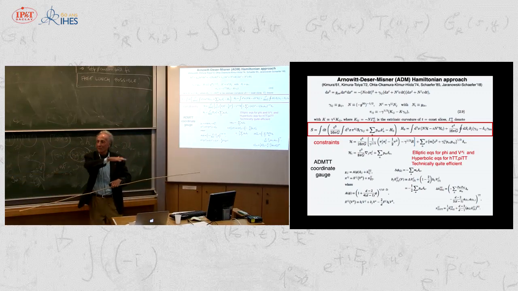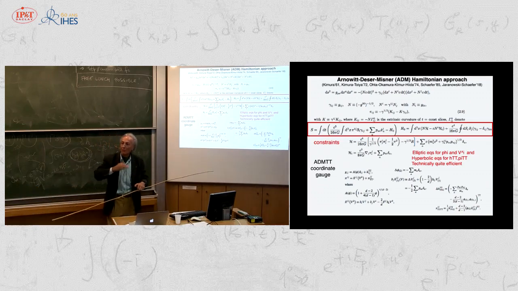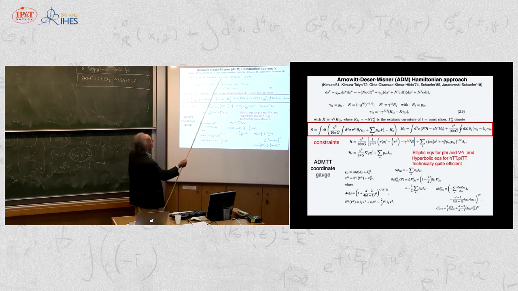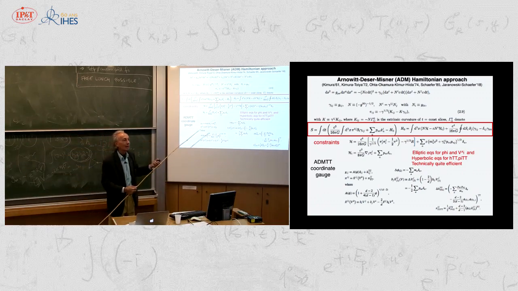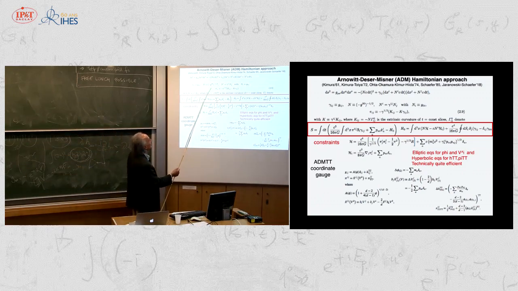So you cut space-time in slices. You have a Hamiltonian evolution, okay? On each slice, you have a metric of space, gamma ij, and then you have functions that say how these slices evolve in space-time, which are called the lapse and the shift, which are essentially G00 and G0i. And what is surprising in this method, which looks very different from the usual one.